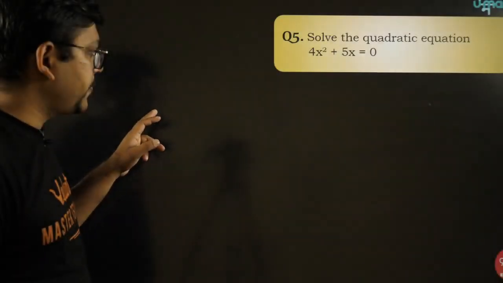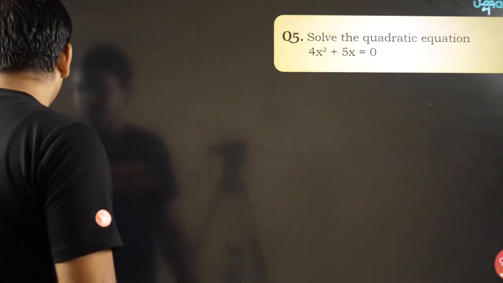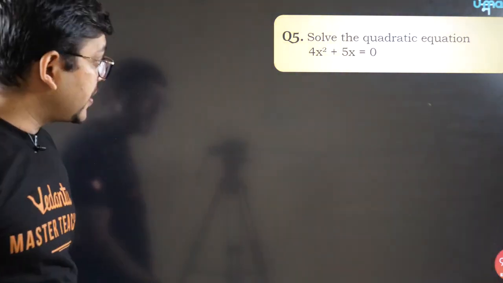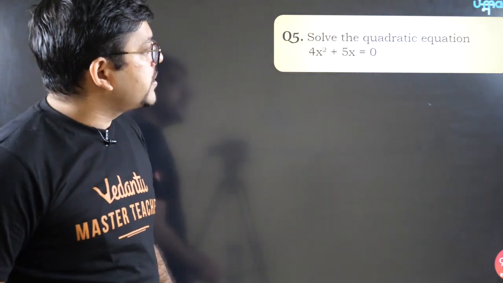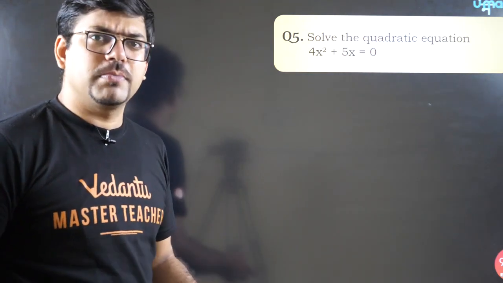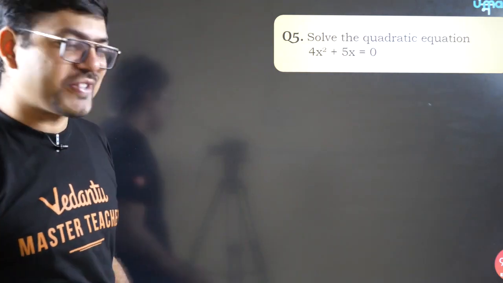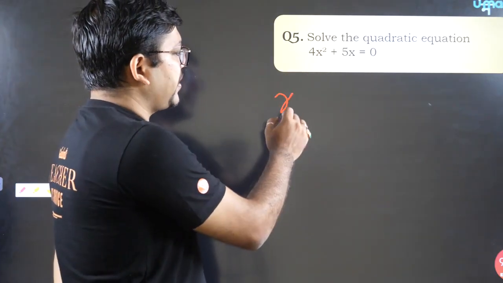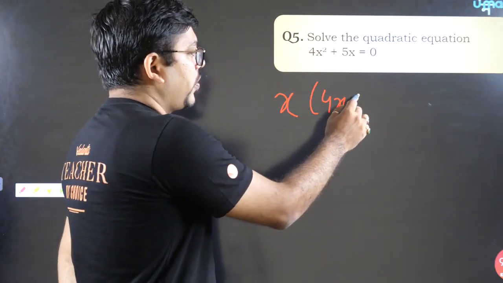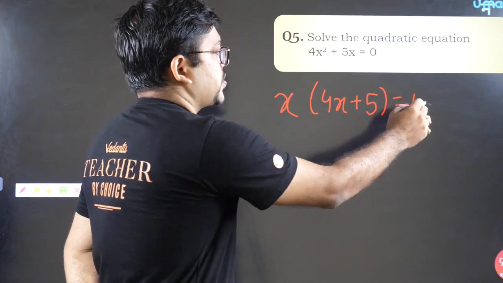Here we go to the next question. This question says: solve the quadratic equation. Okay, it's simple, very simple. Solving the quadratic equation, finding the zeros. So you can very easily take x common. Remaining would be 4x plus 5 equals to 0.